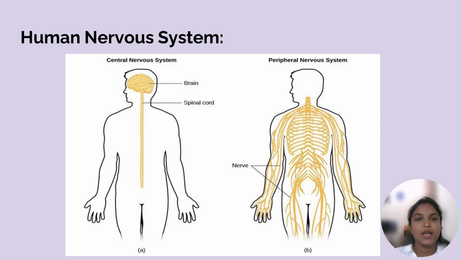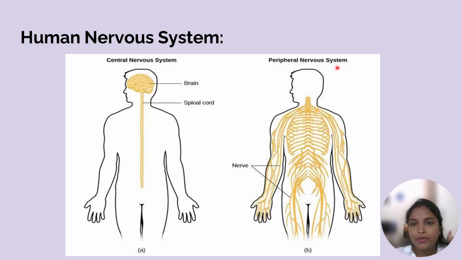In the last session, we were in the human nervous system. We read about it and got a little idea of what the nervous system is. The human nervous system is divided into two main parts, the central nervous system and the peripheral nervous system. The central nervous system consists of only the brain and spinal cord, nothing apart from these two.